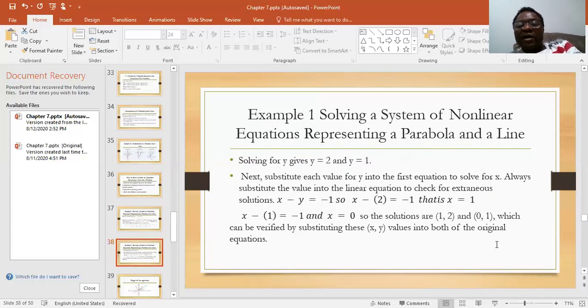We have the value of y. For each of the values of y, we will get a value for x. So we'll have first x minus 1 equals to minus 1, and x equals to 0. And the other solution is replacing y by 2, and we'll have x minus 2 equals to minus 1. That is x equals to 2 minus 1, which is 1. So the solutions are (1, 2) and (0, 1).